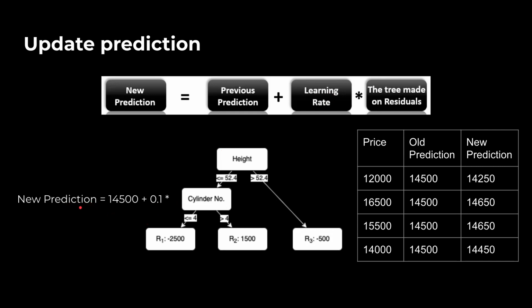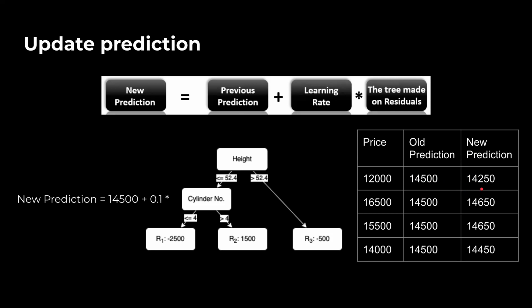So yeah, in this case, the new prediction is equal to 14,500 plus 0.1, which is our learning rate in this case, times this tree that we just created, right? And then you can see the result here. So we have our expected price. We have our old prediction, which is just the 14,500 for all of them. And then we have the new prediction. And so notice whenever the price is lower than the old prediction, our new prediction is also lower than the old prediction, right? Because we're moving the old prediction in the direction of the price.